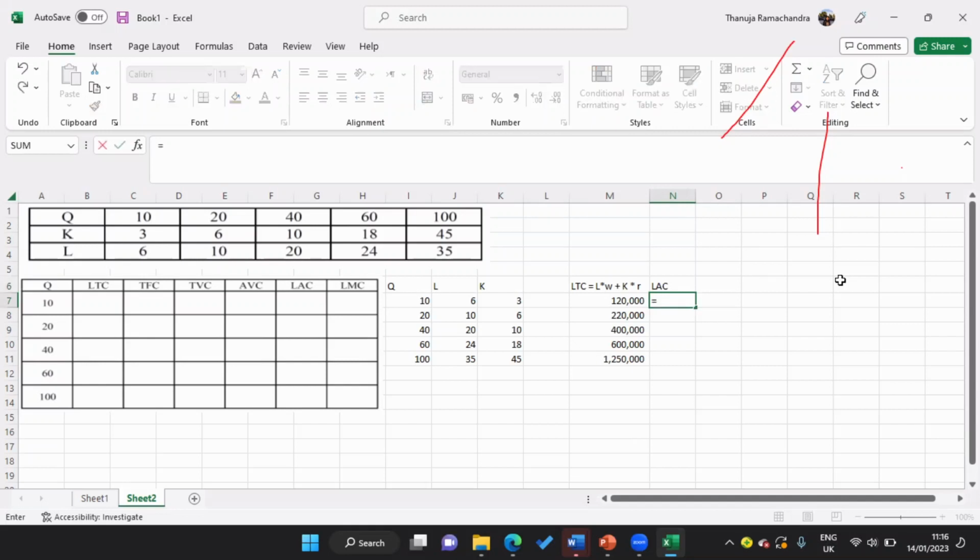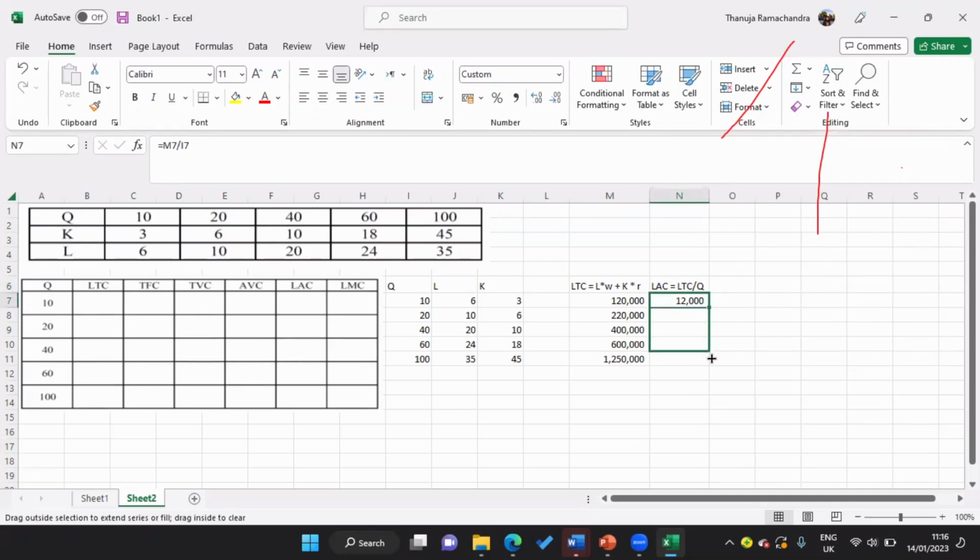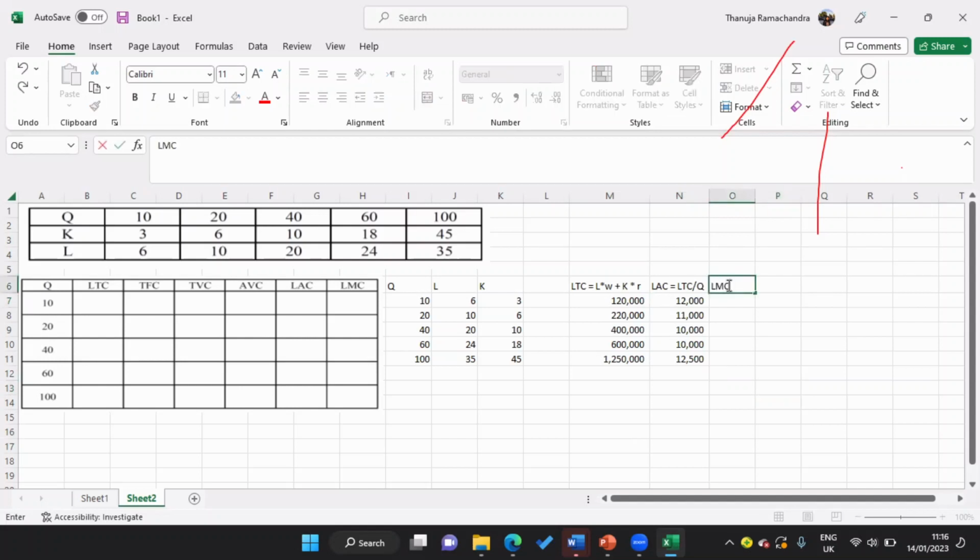Okay, so that is total cost divided by this Q. So LTC divided by Q. Okay, right? LAC, okay. LMC. LMC is what? Long run marginal cost.